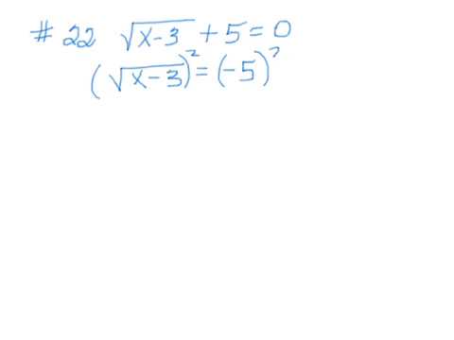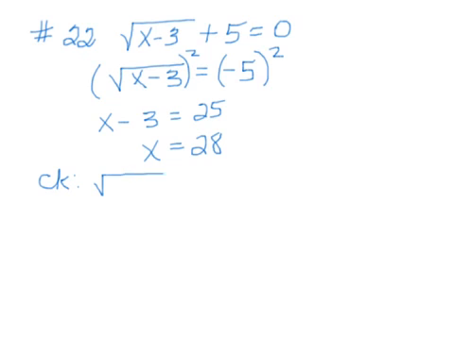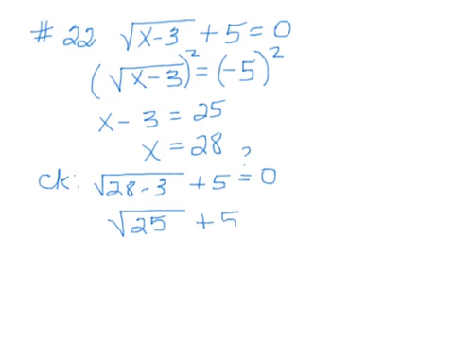So we're going to square both sides, and that's going to give us x minus 3 is equal to 25. So x is 28. Now, I've been telling you guys for a while, you need to check, and this is an example that is proof of why you need to check. So I'm going to substitute 28 back in for x in my original problem. Is that equal to 0? Well, we'll see. So 25 plus 5.